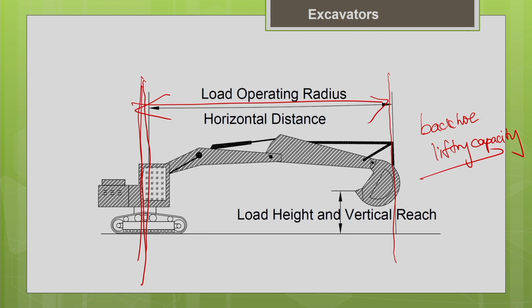Similarly, the lifting capacity will also vary with the load height above the ground level. How the lifting capacity varies with the operating radius and with the vertical height, you can get from the manufacturer. We have to ensure that the loading of the material in the bucket is within the safe lifting capacity as prescribed by the manufacturer, and you should know that it will vary with the operating radius. So, we have to monitor that.